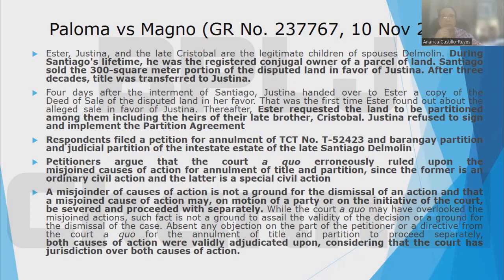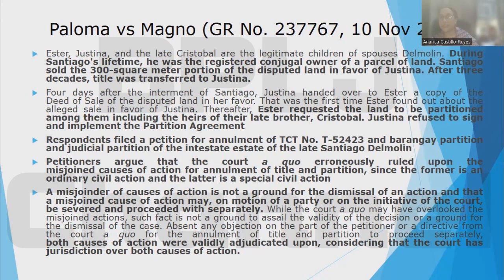In this case, Esther, Justina, and Cristobal are the legitimate children of spouses del Molin. During Santiago's lifetime, he was the registered owner of a parcel of land. Santiago sold the property to Justina. After three decades, title was transferred to Justina. Thereafter, Esther requested the land to be partitioned among them, including the heirs of their late brother Cristobal. Justina refused to sign and implement the partition agreement. The respondents then filed a petition to annul the TCT issued in the name of Justina and to judicially partition the intestate estate of the late Santiago de Molin.